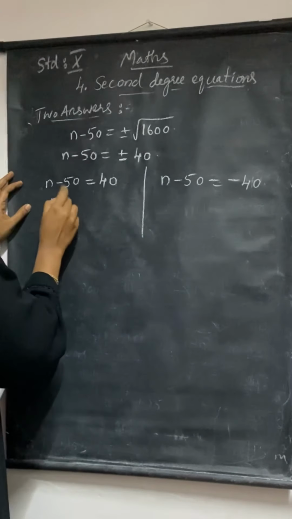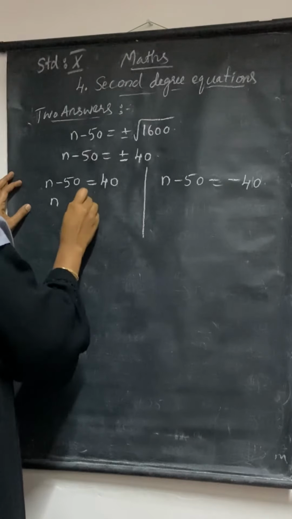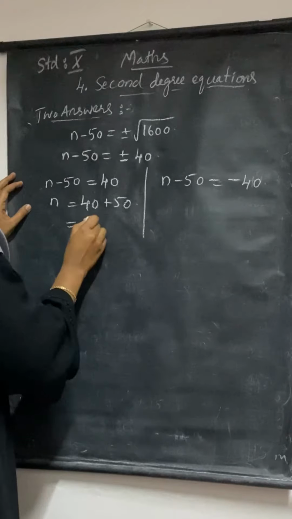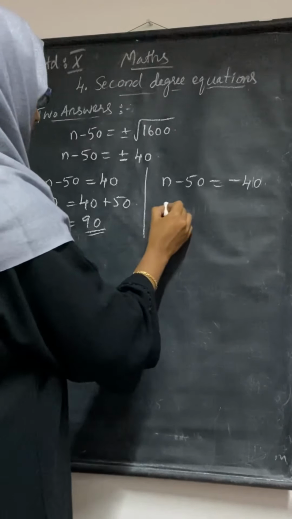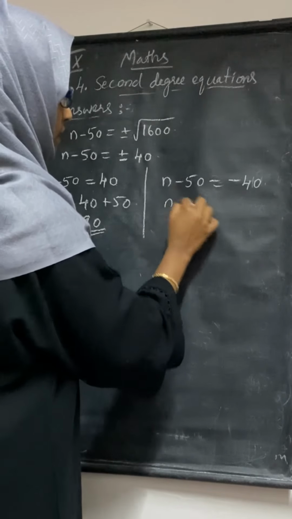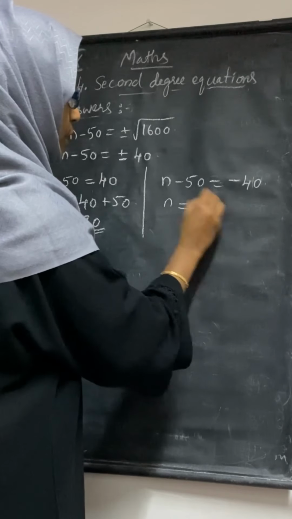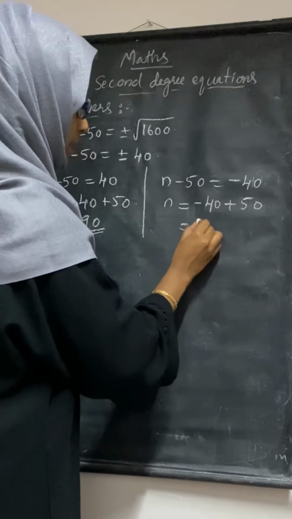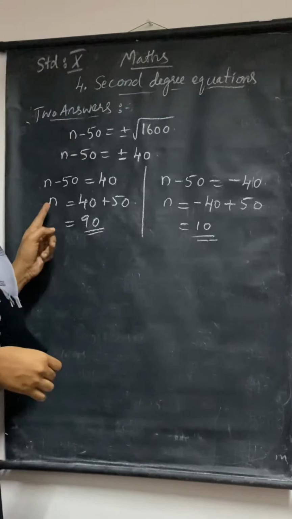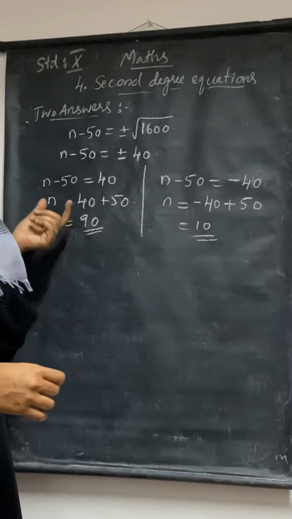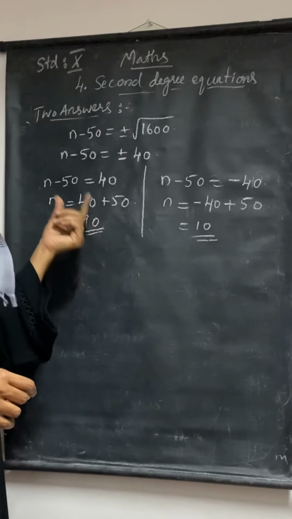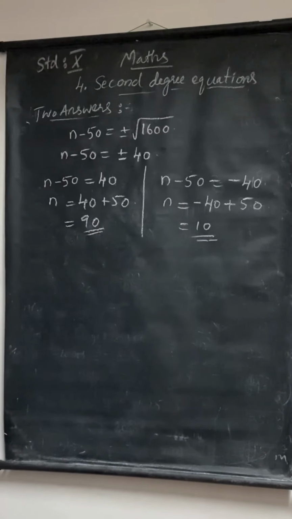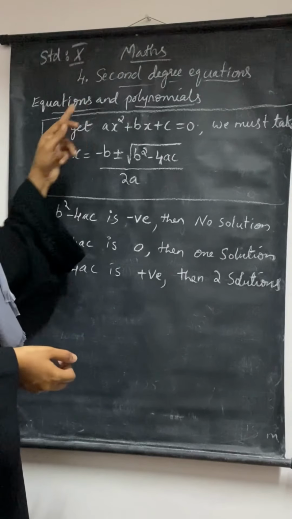So in this case, this minus 50 I am bringing here, so the 40 minus becomes plus. 40 plus 50, how much is that? 90. Now n is equal to, minus 50 is going that side, so it becomes plus, okay, minus 40 plus 50. So the answer will be 10. So these are the two answers: n is equal to 90 and n is equal to 10. If you add the first 90 terms, you will get 900, or if you add the first 10 terms, you will get 900 sum. Now we'll move on to the last part, equations and polynomials.